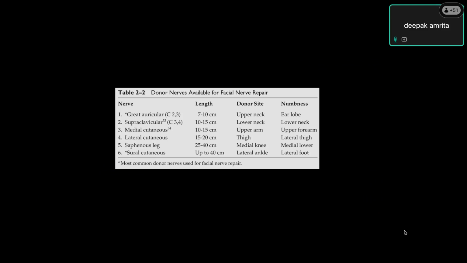Now, what are the donor nerves that are available for cable graft? The greater auricular is available, supraclavicular, medial antebrachial cutaneous, lateral antebrachial cutaneous, they are from the forearm, the saphenous from the leg, and the sural nerve, of which the sural nerve has got the largest length. But be careful, sural nerve supplies the sensory input to the lateral foot and the sole. So if the patient has a diabetic foot or a neuropathic foot, try to avoid the sural nerve. Otherwise, they will have trauma and they would not recognize it.